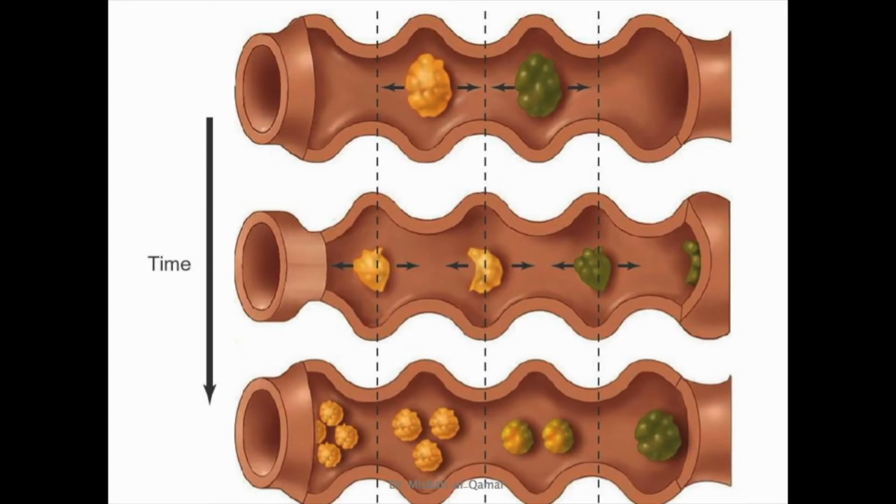Function of segmentations is to chop the chyme 2 to 3 times per minute, mixing it with the secretions of small intestine. And also minor propulsion of the chyme, as these contractions often travel 1 centimeter or so in the anal direction.